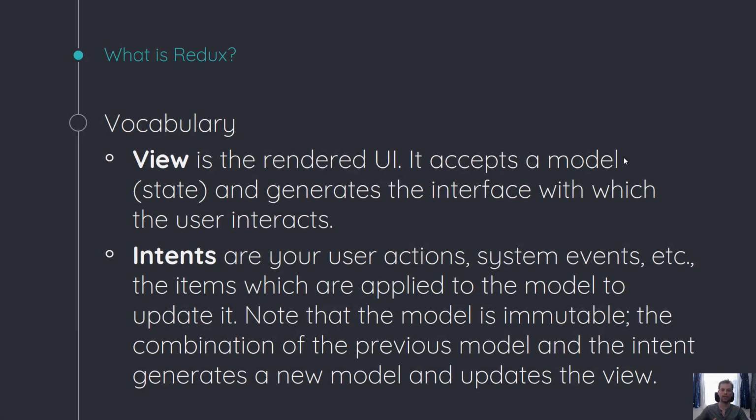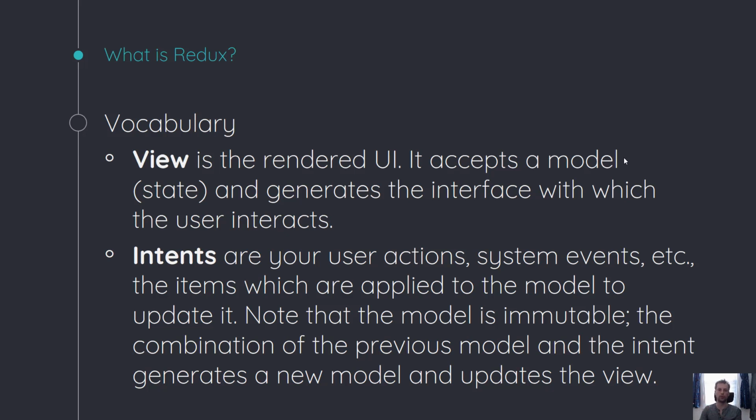The view is the rendered UI. Like I said, in the case of React, it's your JSX. It is the user interface that is being generated, and what it does is it accepts a model, right? Every time the model is updated, you are generating a new view that is affected in some fashion by the update to the model. And then intent, these are your user actions, your system events, things like that, the things that interact with the model and alter the model, resulting in the changed view.